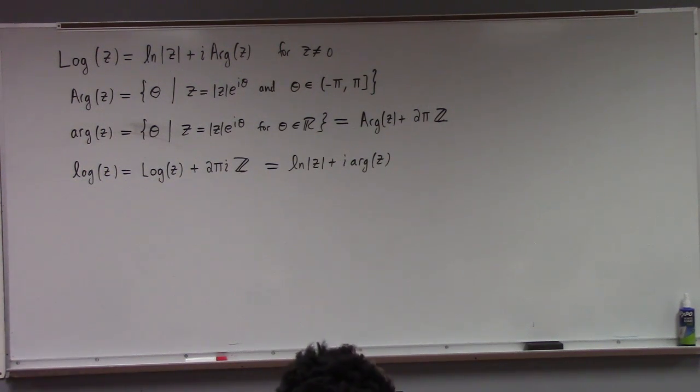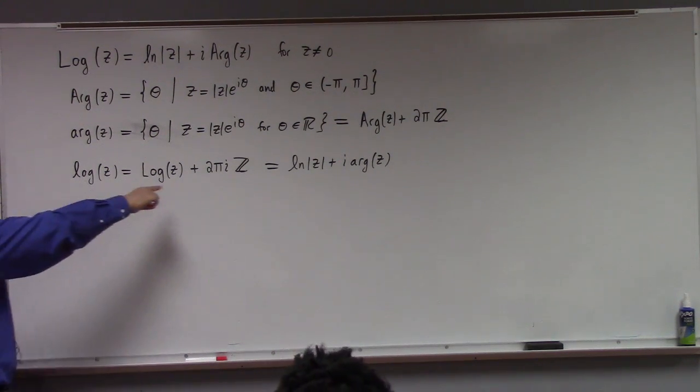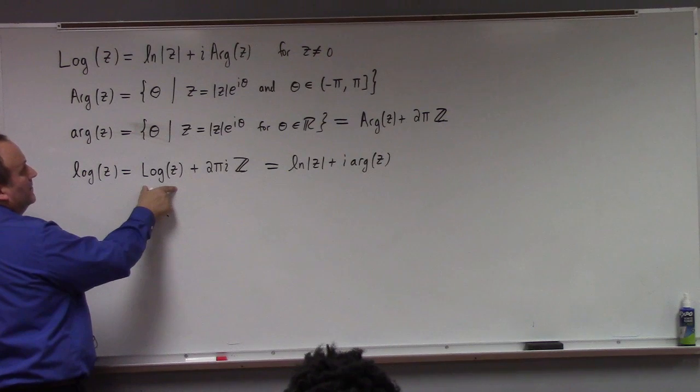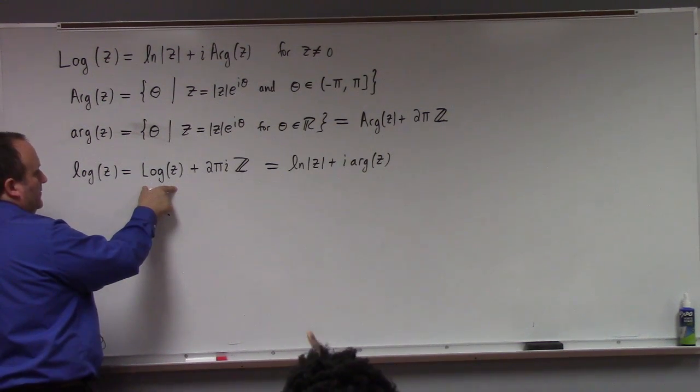Why is it little arg and not big arg? They're different. Big log of z is natural log of the modulus of z plus i big arg of z. So if you plugged in that equation to there, wouldn't it be the natural log of the modulus? That equation, where are we talking? Are we talking about here? Yes. Wouldn't it be big arg? Right? Because you plugged in both that.